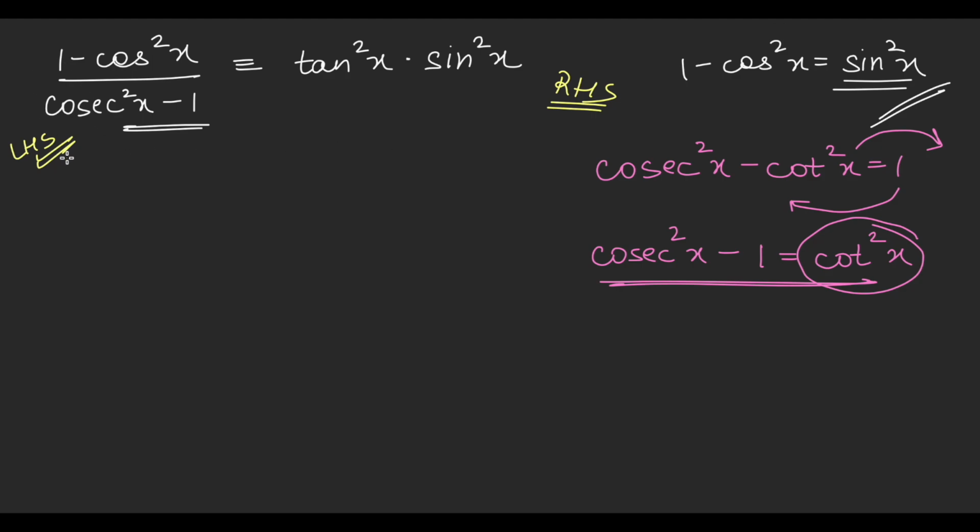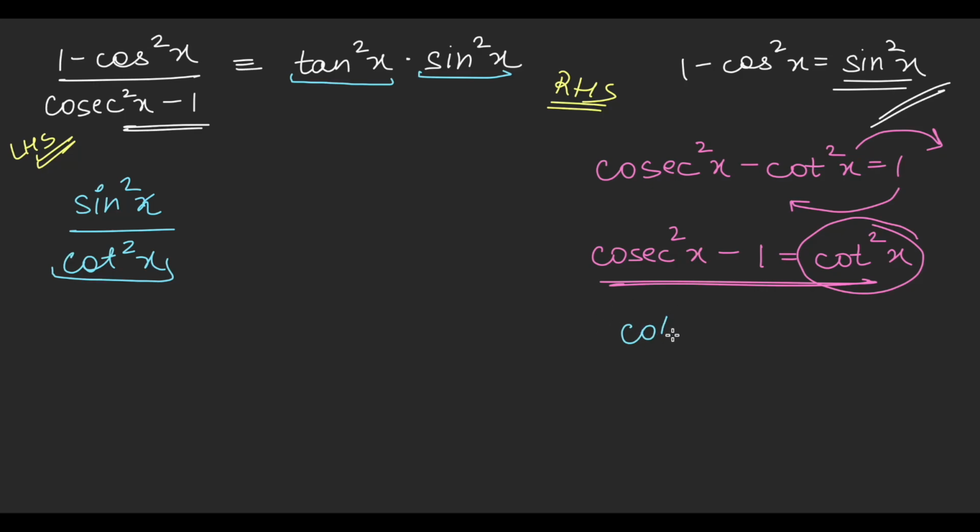So this identity can then be written as sin²x, which is how we write 1 minus cos²x, upon cot²x, and we have to prove that this is equal to tan²x into sin²x. Now, we know that we only have things in terms of tan x and sin x, which means that there is no cot in our RHS. This means that we have to simplify, correct?